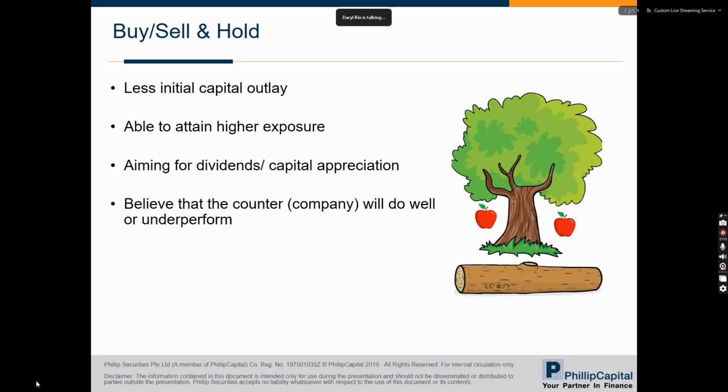Okay, so the first strategy is pretty easy, where you just buy or sell and hold. The reason being, it costs less capital outlay than if you were to do that in stocks, and we'll be able to attain a higher exposure, or rather a more diversified portfolio. If we plan to get dividends or capital appreciation, then we can just buy and hold. We buy and hold because we believe that the counter will do well. We sell and hold because we believe that the counter will underperform.